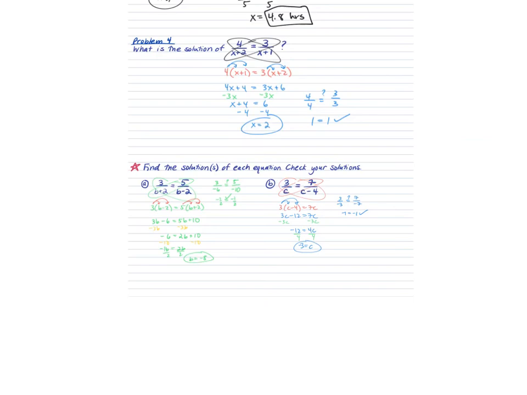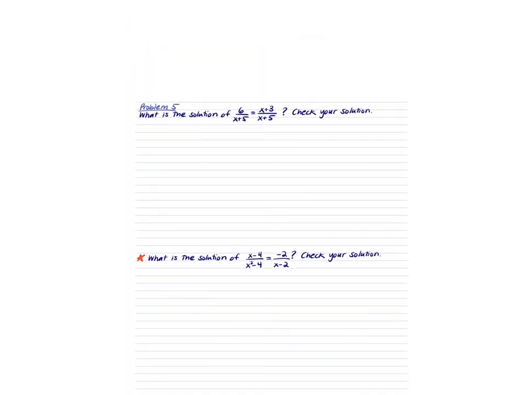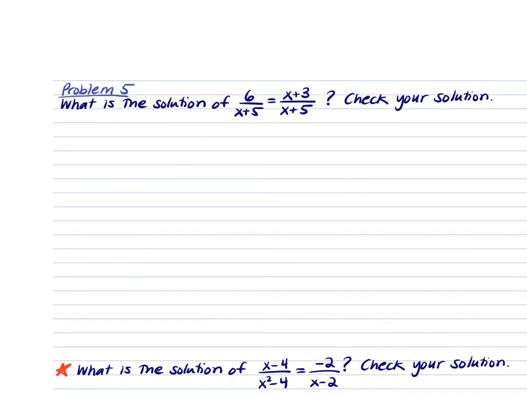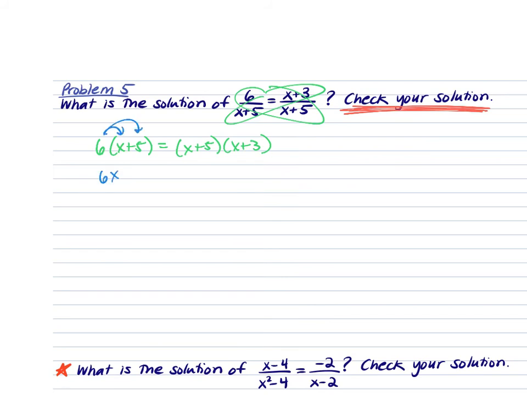Okay, last page. All right, one more. I think it does say to check your solution. So it's extra important when it's asking you to look for extraneous solutions. I have a feeling here that we might have an extraneous solution, but let's do our cross multiplying. 6 times x plus 5 equals x plus 5 times x plus 3. If we distribute on this side, 6x plus 30 equals x squared plus 5x plus 3x plus 15.